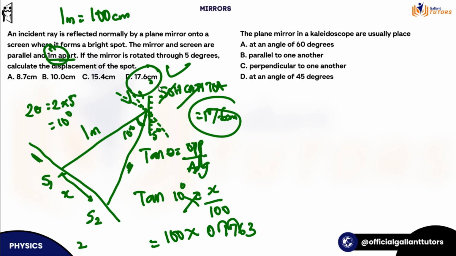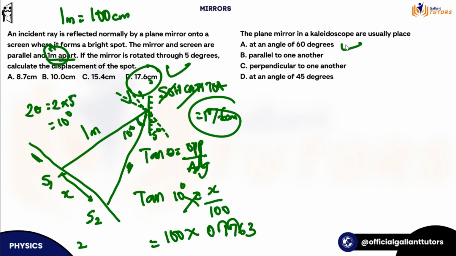So the plane mirrors in a kaleidoscope are usually placed at an angle of 60 degrees. Is that true? Let's check other options before we reach a conclusion, right? Parallel to one another, perpendicular to one another, at an angle of 45 degrees. Okay, the answer is very clear here. I'm sure you guys are screaming it already. And you're correct, right? The plane mirrors in a kaleidoscope are usually placed at an angle of 60 degrees.